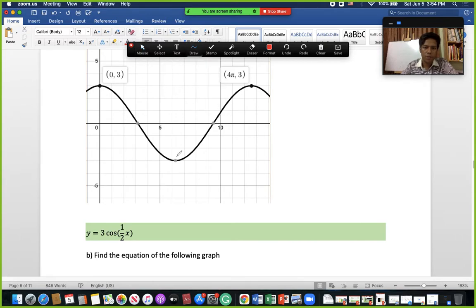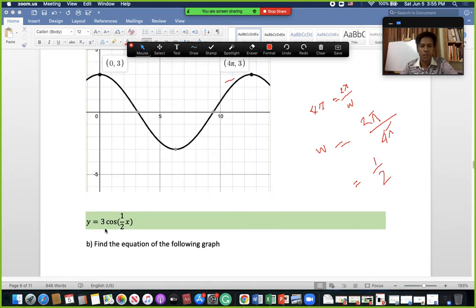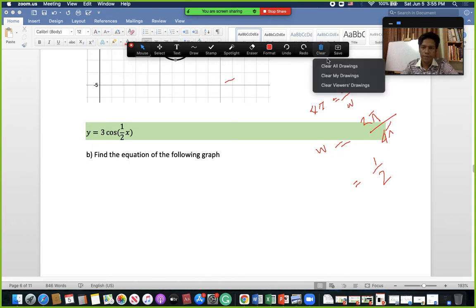So how do we find omega here? T equals 2 pi by omega, and the period is 4 pi. So 4 pi equals 2 pi divided by omega. So omega equals 2 pi divided by 4 pi. So basically we get half here. This is why half is the answer. So this is the correct answer here.